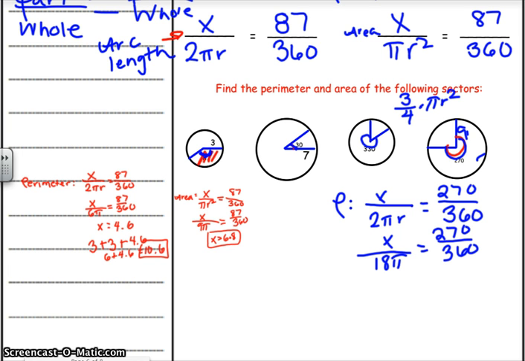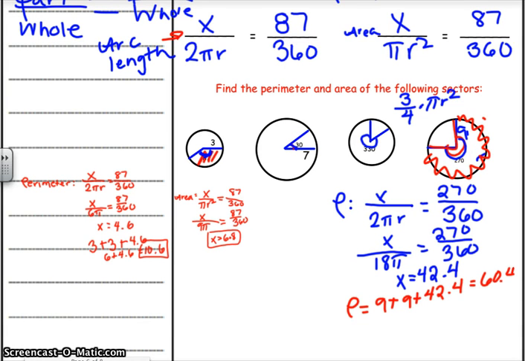Alright, so I punch it into my calculator. 270 times 18 pi divided by 360 is 42.4. That is not the whole thing. All that told me was this. Now that's part of my perimeter, but I also need to add together the radiuses. So my perimeter is really 9 plus 9 plus 42.4. So that's 18 plus 42.4, which is 60.4. Good, I got the worst over with.